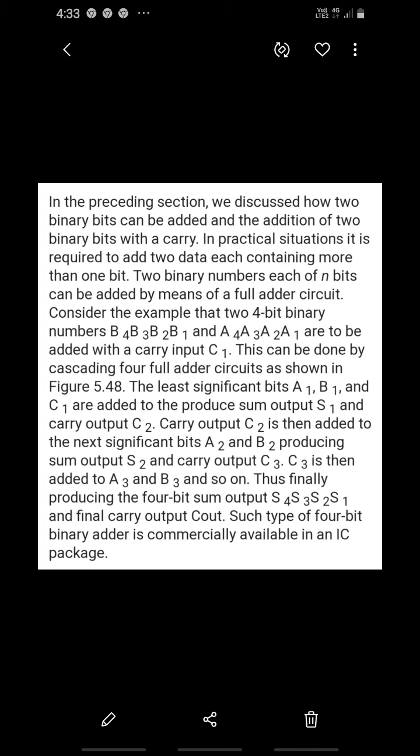The least significant bits A1, B1 and C1 are added to produce sum output S1 and carry output C2. Carry output C2 is then added to the next significant bits A2 and B2, producing sum output S2 and carry output C3.